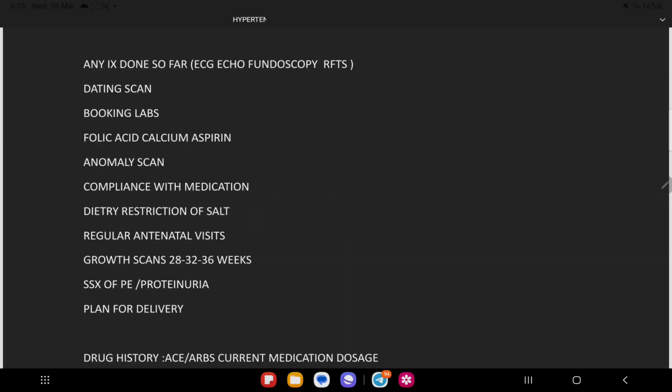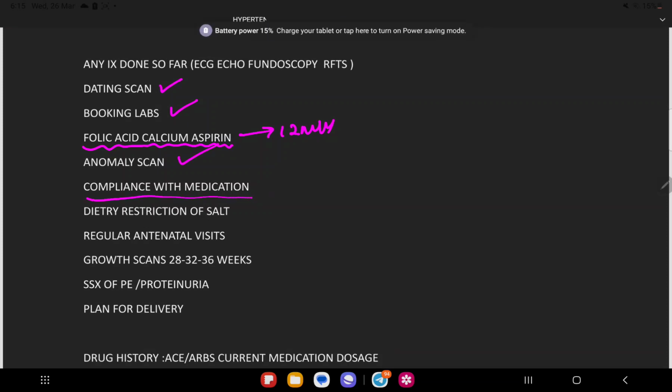So let's suppose your patient is in the first trimester. Still you have to ask about all the preconception things. Then you have to ask about dating. The booking labs, is she taking folic acid, calcium and aspirin if 12 weeks onward? Then, has the anomaly scan been done on her or not? Is she compliant with her medication? If compliant, what medication is she currently taking?